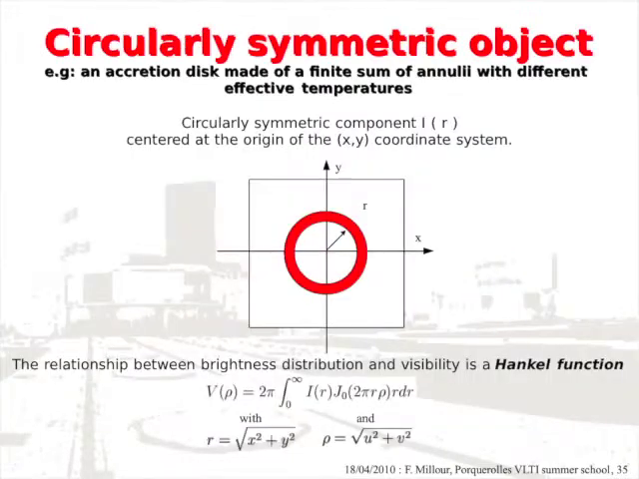From a ring, you can add up many concentric rings, and if you use a very big number of rings, then you can model whatever profile with this kind of model. This is what is called the Hankel function, which is just the integral of the intensity over many rings, with this Bessel function.